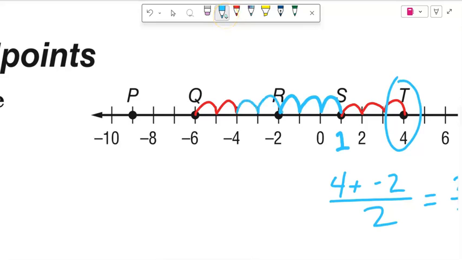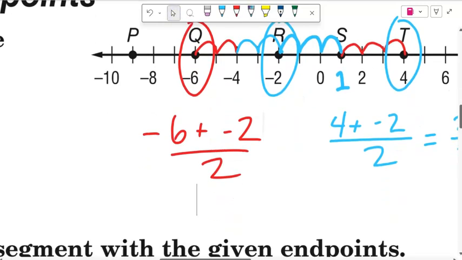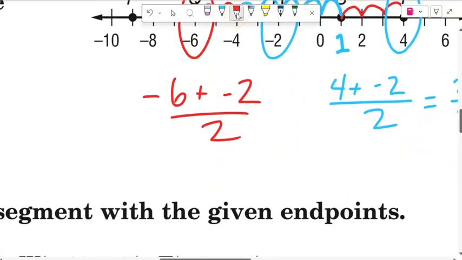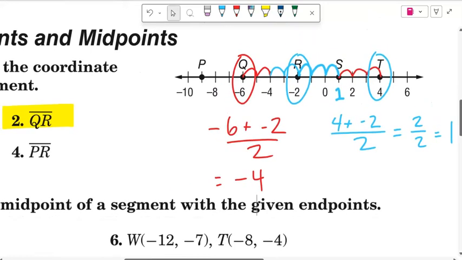Okay? Or, again, we could take the 2 endpoints and divide them by 2. -6 plus -2 over 2 equals -8 over 2, which equals -4, and that's our midpoint. Okay, any questions on those two number line problems? Okay, we're going to move on. There's a couple of those on the homework, not many.